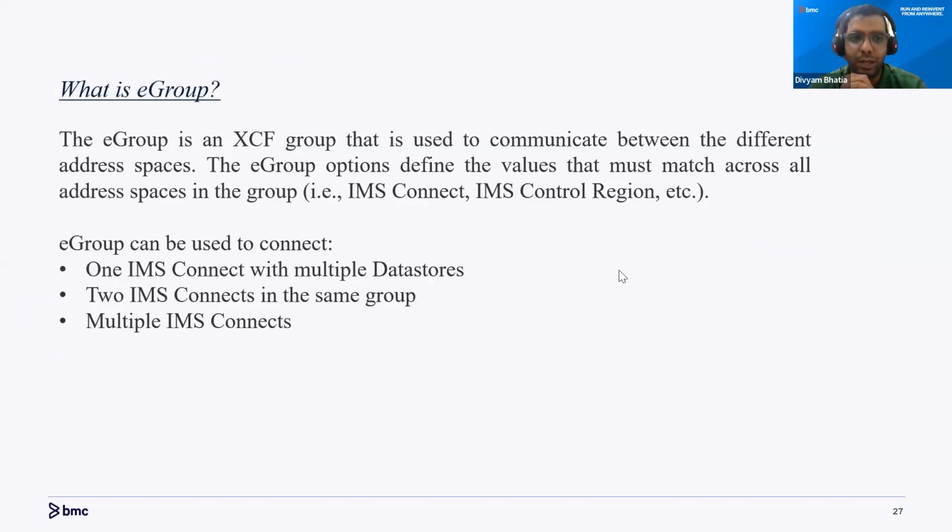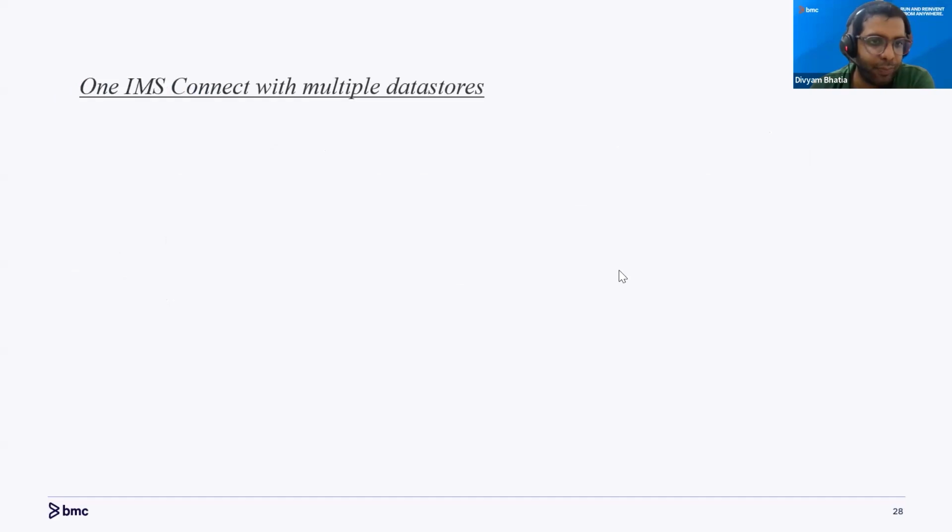Now we do have some feature of having an E group. This is a coupling facility that communicates between different address spaces, such as say MPR or the ICON address space or the IMS control region. And this can be used to connect different type of data stores, different type of IMS Connects. We will just go through these in detail in the next slides.